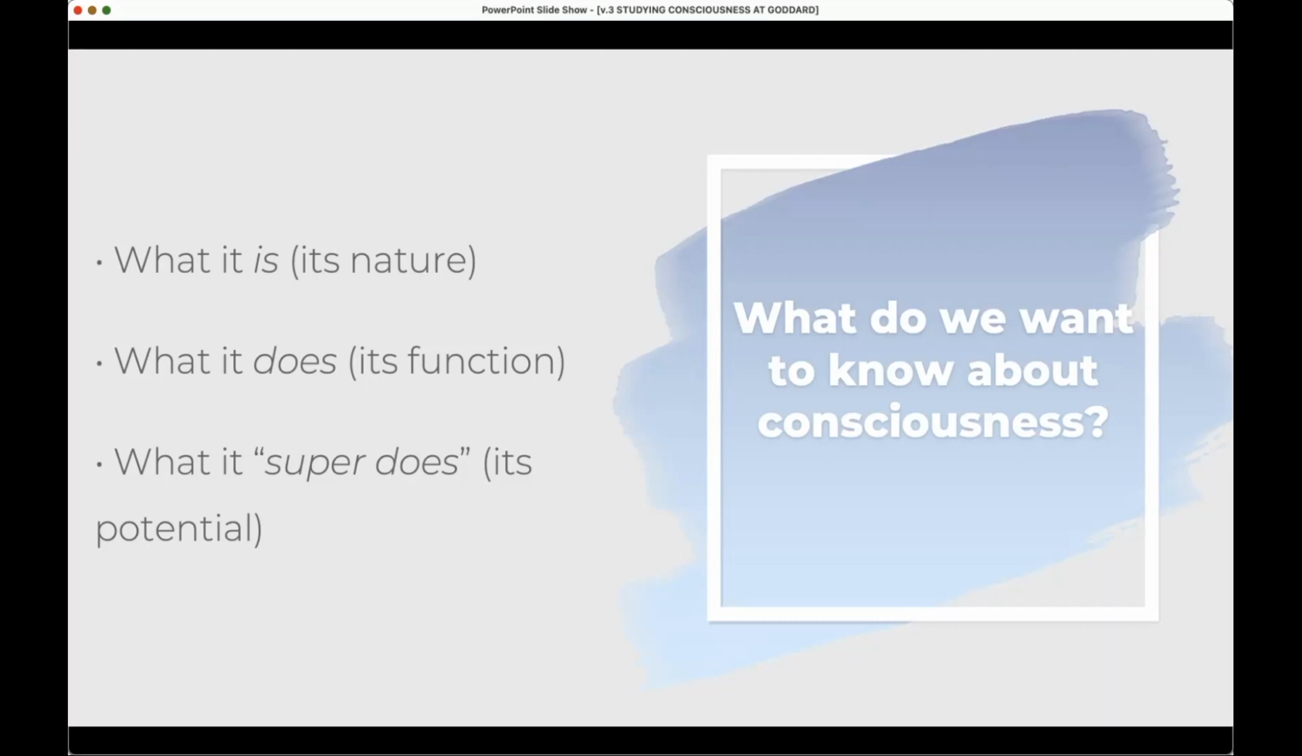Now, then the final one is what it super does. And so this, for me, is sort of pointing at the question of its potential. What is human consciousness capable of beyond our current understanding of it, and/or beyond what we're able to measure? So, for example, this might include the study of anomalous experiences such as psychic phenomena, non-ordinary healing powers, the continuation of consciousness beyond death, and so on and so forth.